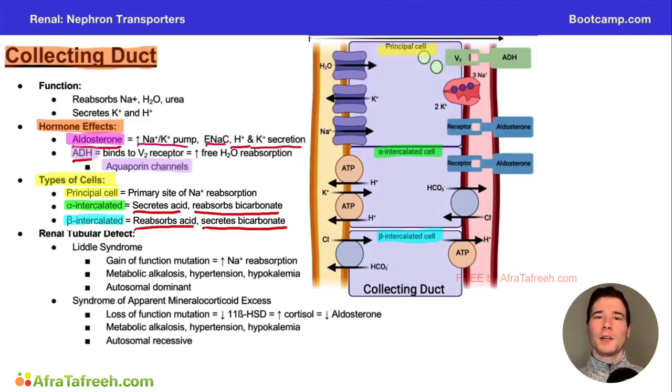And the final thing that we're going to talk about to wrap up this video is, again, our renal tubular defects. We have two here. We have one called Liddle syndrome and one called syndrome of apparent mineralocorticoid excess. Sometimes this is abbreviated SAME.